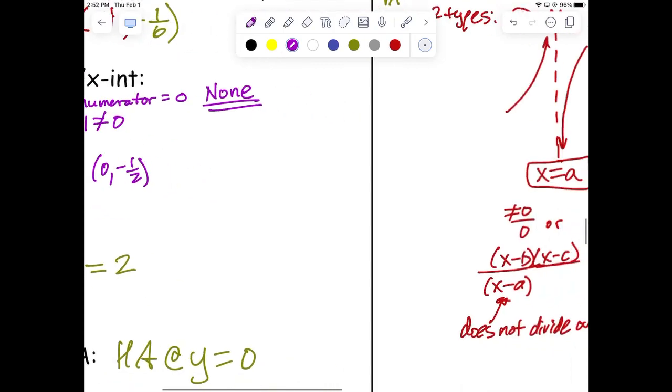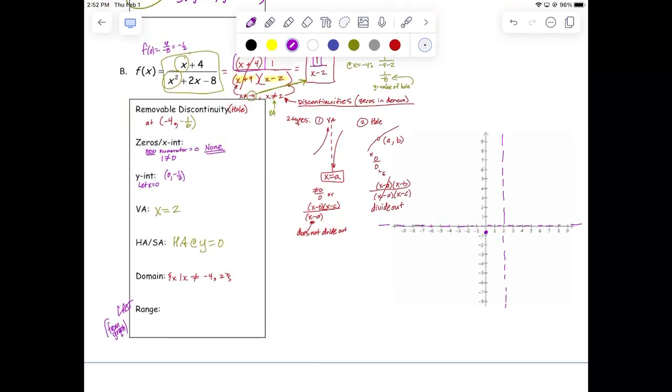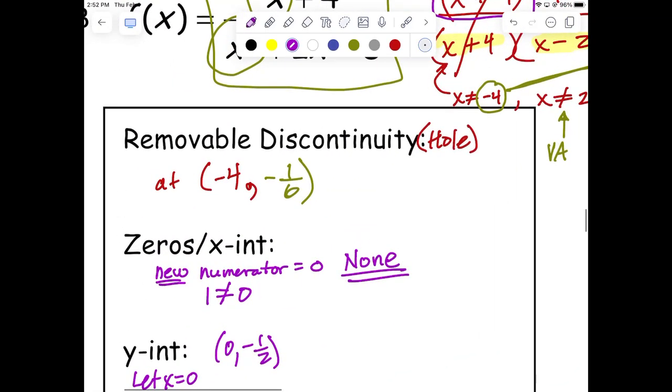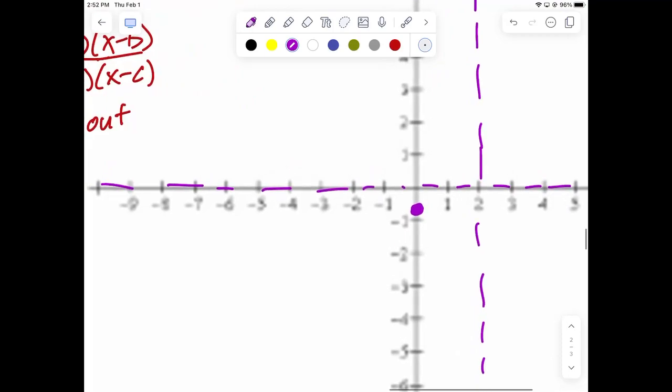And I have a y-intercept at 0, negative 1/2. So that's going to be right here. That's a point on the graph. The hole, remember, was at negative 4, negative 1/6. So I come over here to negative 4. Negative 1/6 is going to be just below the x-axis. Not even quite down as far as negative 1/2. It's just below the x-axis. So I'll draw that as an open circle.